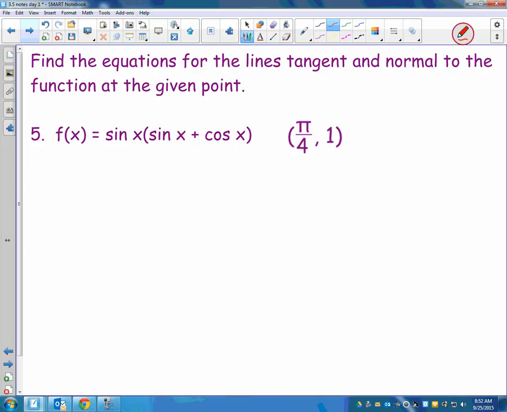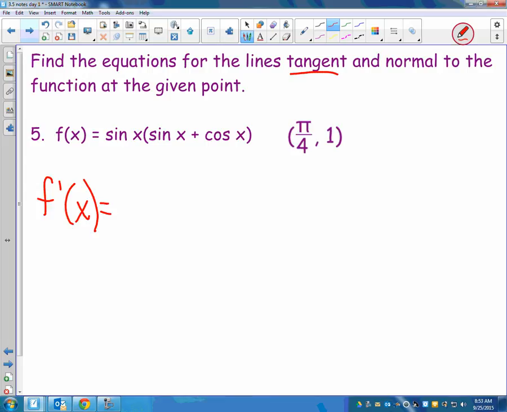I think we have to do the product rule. I don't think there's a way around it. We have to. So let's do the derivative first. If it says find tangent line, remember step 1, find the derivative.